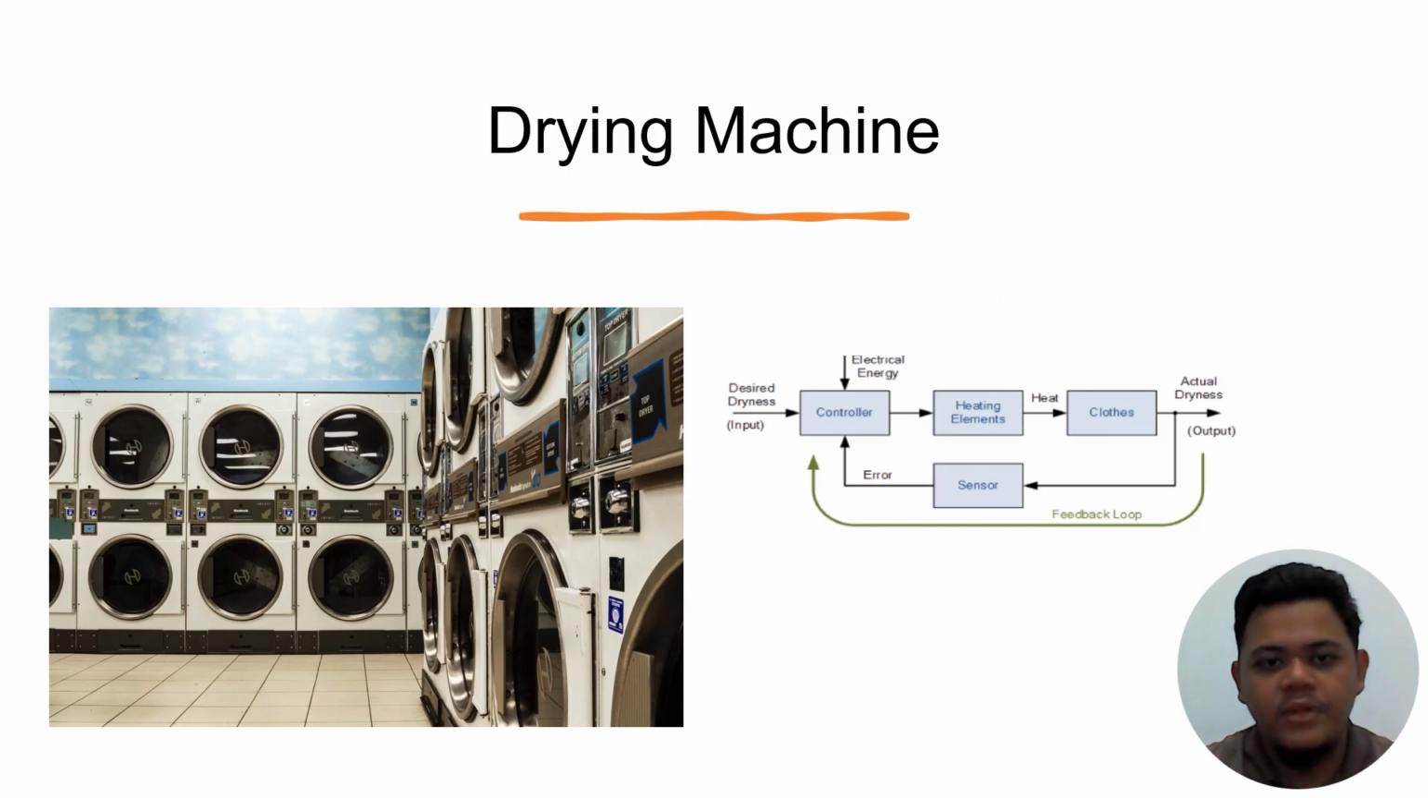The last example is the drying machine. In the drying machine, the input goes to the controller and the heating element, which is the actuator, and the clothes are the process, which goes to the output. The feedback for the drying machine is the sensor.